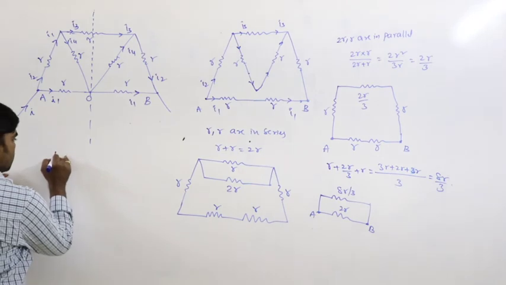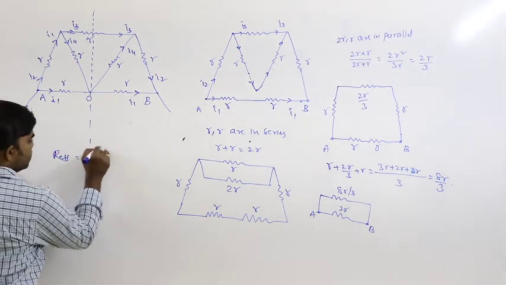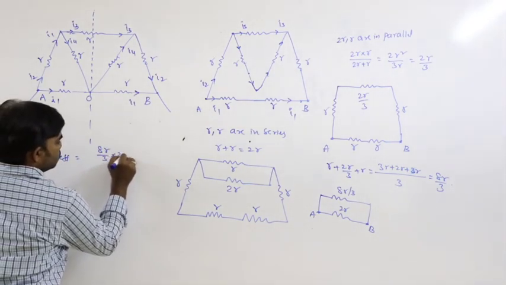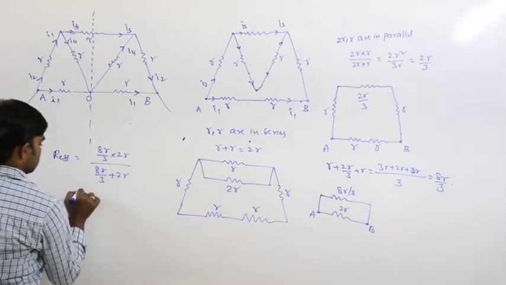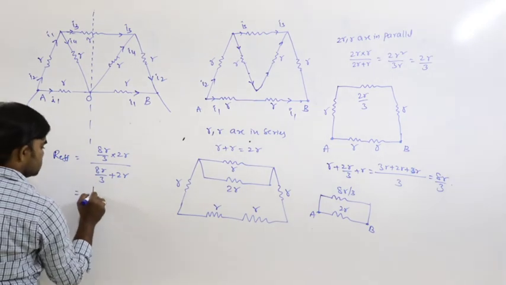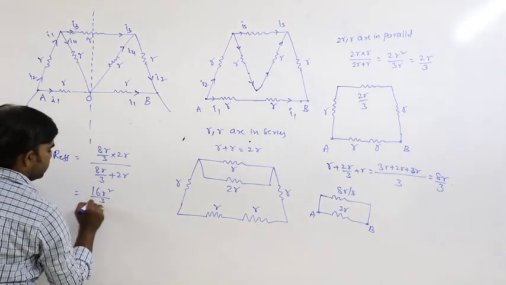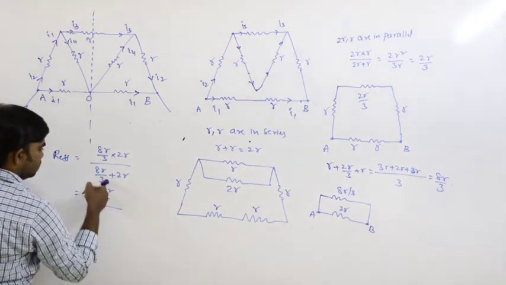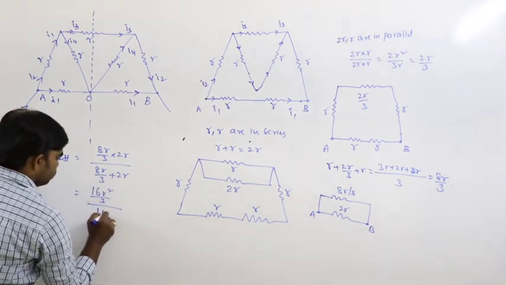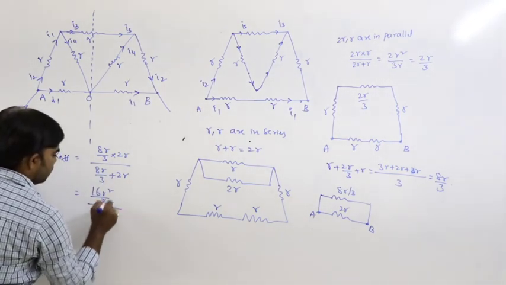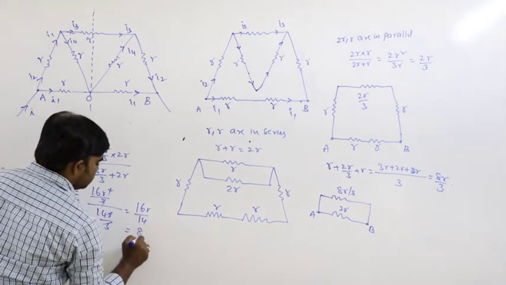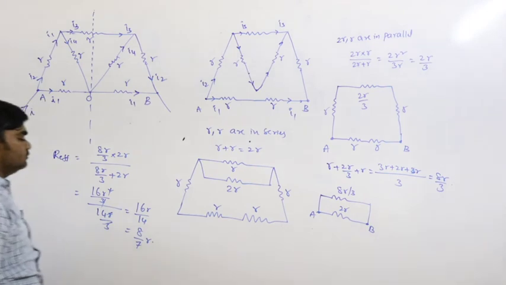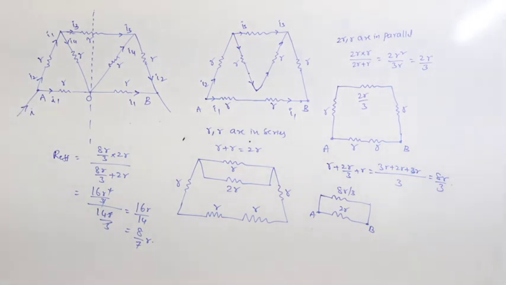So R effective is equal to 8R by 3 into 2R divided by 8R by 3 plus 2R. So that is 16 R square by 3 divided by, 3 2s are 6, 6 plus 8, 14 R by 3. That is 16 R by 14, 8 by 7 R. This is the effective resistance.